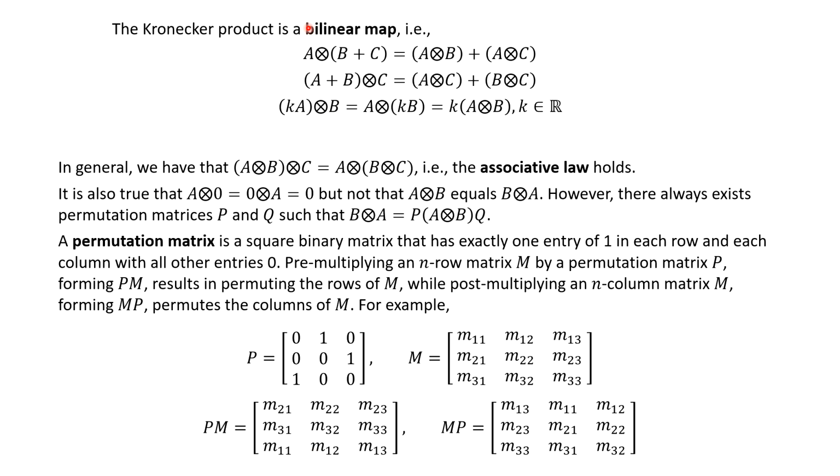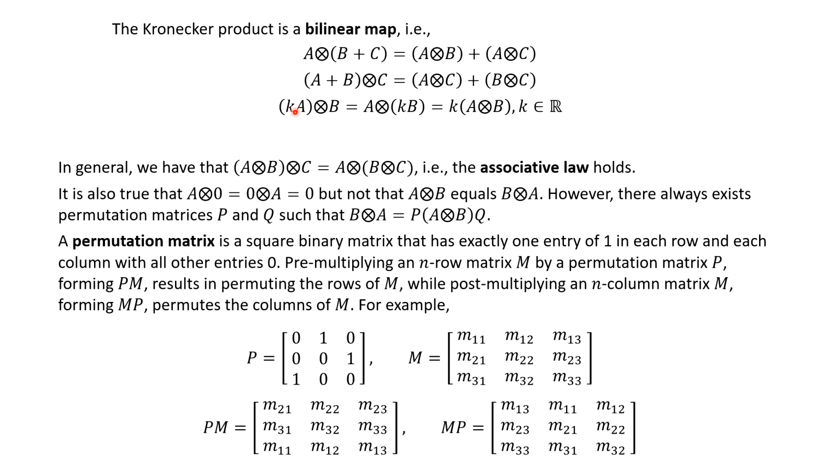The Kronecker product is a bilinear map. I talked about bilinear and multilinear maps in the last lesson from my linear algebra series. So here's the explanation. A Kronecker (B plus C) equals A Kronecker B plus A Kronecker C. So this is linearity in the second term. Then you have the same thing in the first term. And then you also have linearity in terms of scalar multiplication, as shown here.